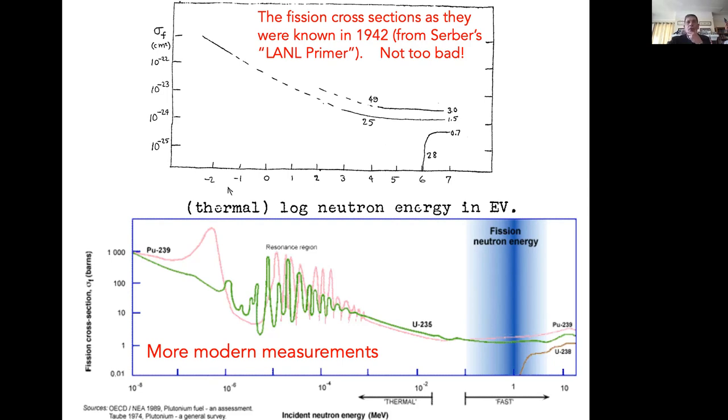Okay, so the neutron, as it slows down, has to make its way unscathed through the resonance region to get down into the region here where the cross-section for fission is very, very high.